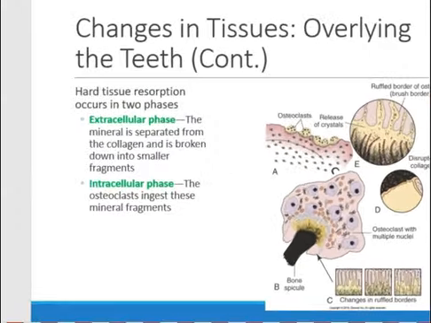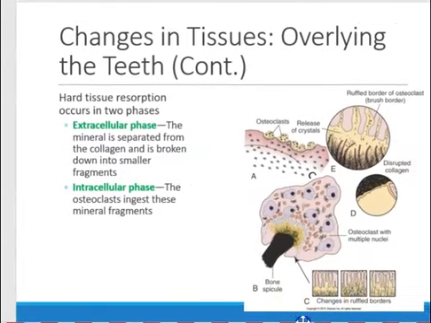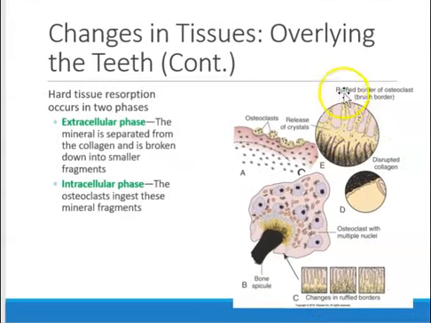The intracellular phase is when, if we look at this image right here, it ingests, it eats up those mineral fragments. So before, in the extracellular phase, the mineral fragments were outside the ruffled border of the osteoclast, and now intracellular, intra meaning inside the cell, the osteoclast is ingesting, eating, what? The mineral fragments. The two phases: extracellular and intracellular.